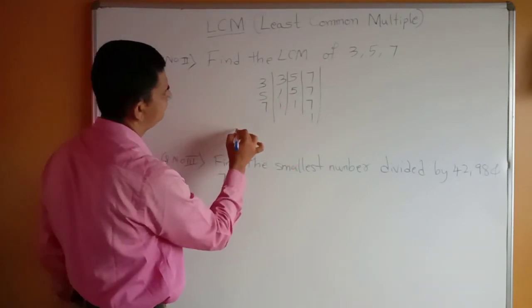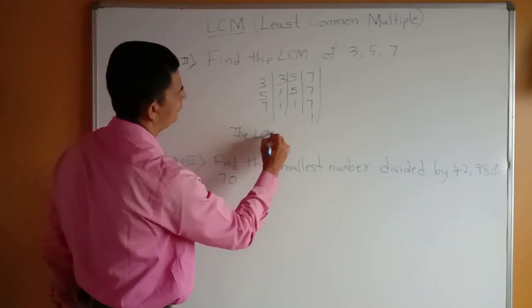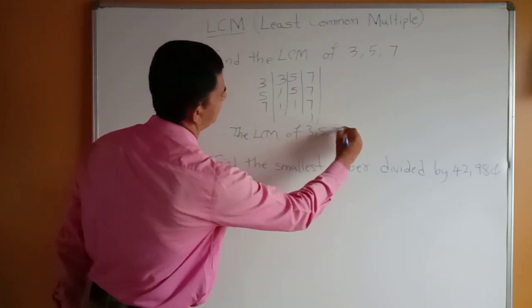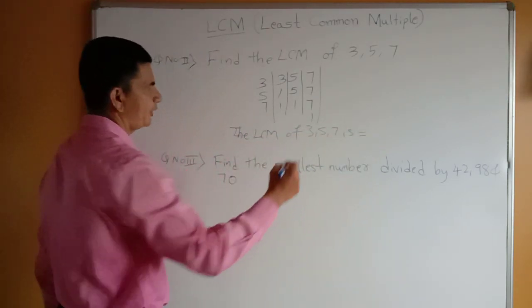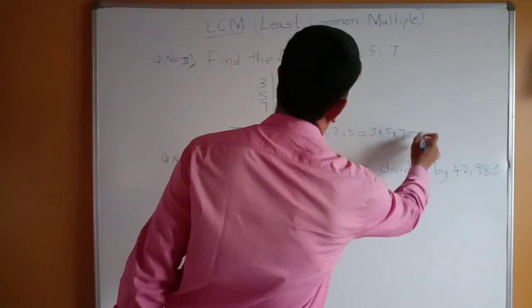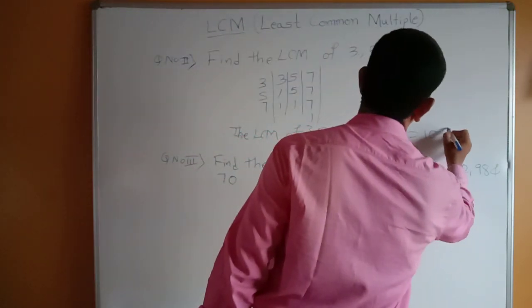Therefore the LCM of 3, 5, 7 is how much? We have to multiply 3 into 5 into 7. 3 5s are 15, 15 7s are 105.